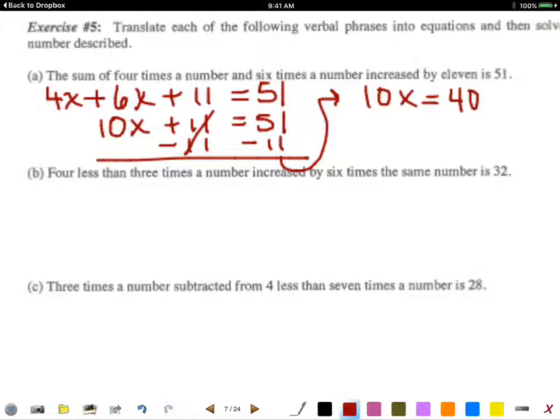And then we get rid of that 10. That's 10 times. The opposite of multiplication is division. So we're going to divide by 10, and we get x equals 4. Okay?